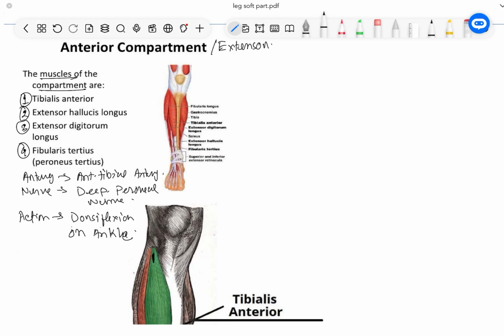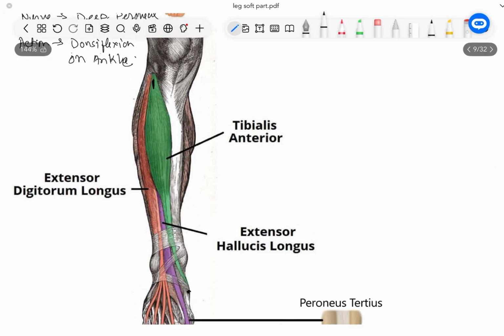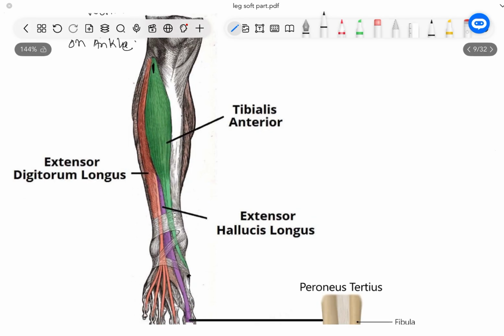First, tibialis anterior. On screen you can see there is a figure showing the tibialis anterior muscle. Number 1, tibialis anterior muscle. The tibialis anterior arises from the upper 2/3 of the lateral surface of the shaft of the tibia, and the adjacent part of the interosseous membrane also.